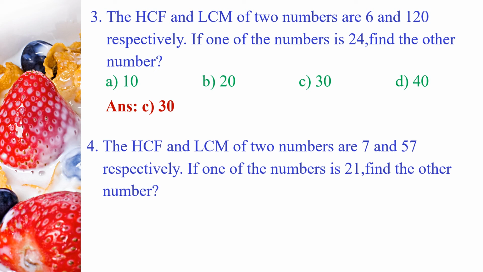The fourth one, the HCF and the LCM of two numbers are 7 and 57 respectively. If one of the numbers is 27, find the other number. The options are A 12, B 15, C 16, D 19. We know the formula other number equal to HCF multiplied with LCM divided by the given number. Use this formula and find the answer. The answer is D 19.